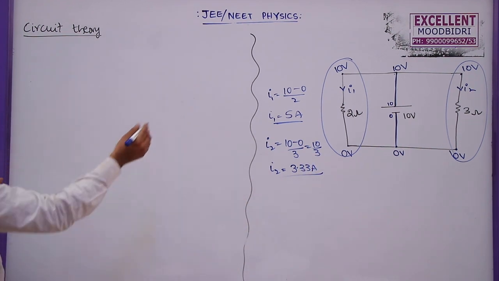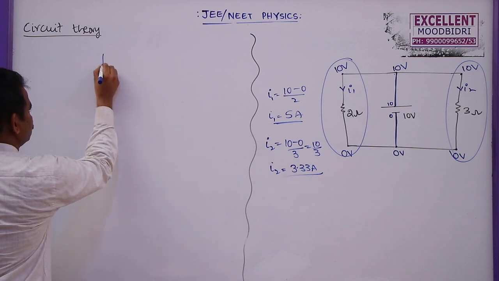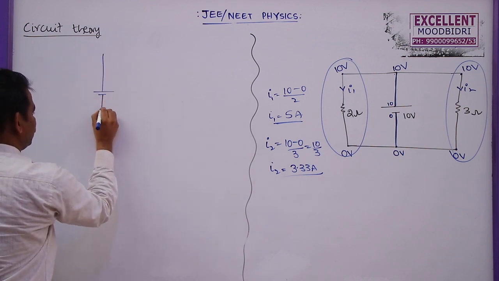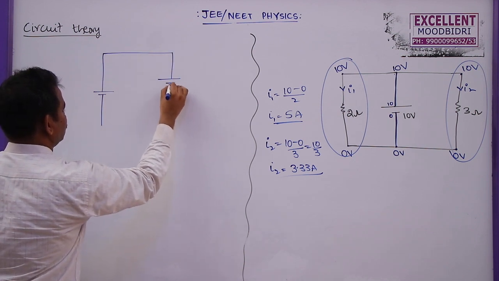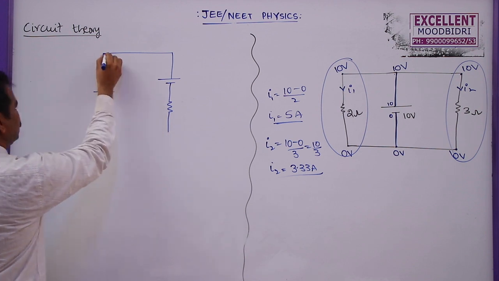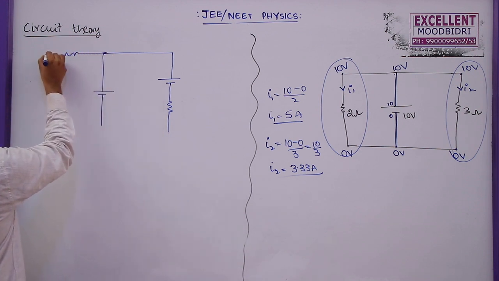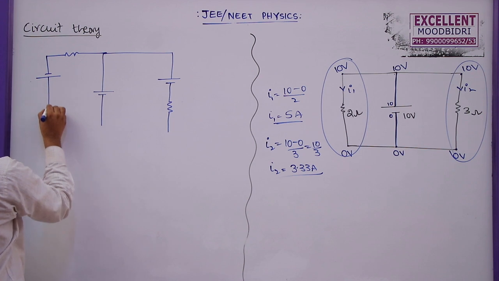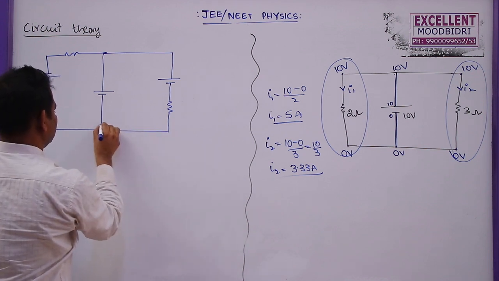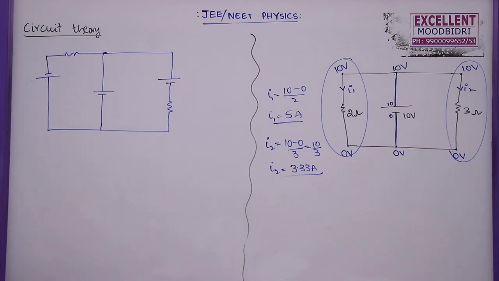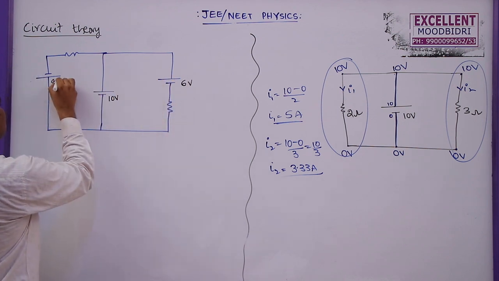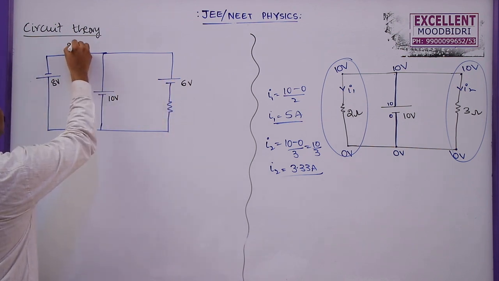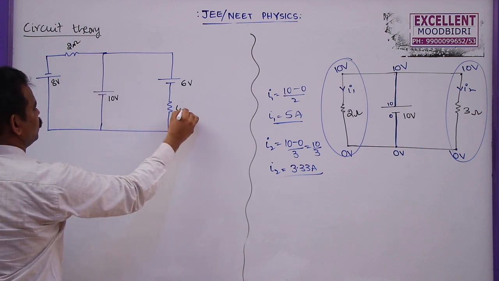Let me take one more circuit here, a similar circuit. So this is a middle battery. In this one more battery is connected like this, one more resistor is connected like this. So here also we have one more resistor and one more battery. So this is the given circuit. In this circuit, let me take this as 10 volts, this is 6 volts, let us say this is 8 volts, and this is 2 ohms, this is 4 ohms.